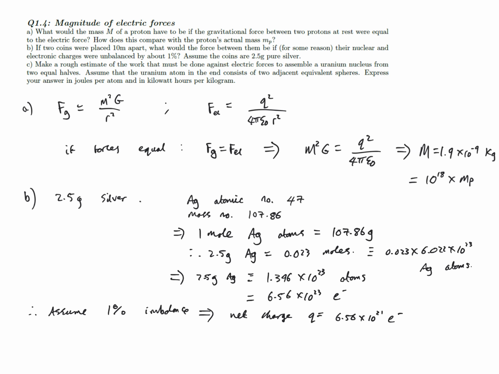So this is still an enormous number. Even though it's only 1%, it's still an enormous number, and if we convert that into coulombs, we find that that is 1,050 coulombs. So the force between two such coins, 10 meters apart, is basically the Coulomb force between two point charges, each with this value of Q, which is 1,050 coulombs, separated by a distance of 10 meters.